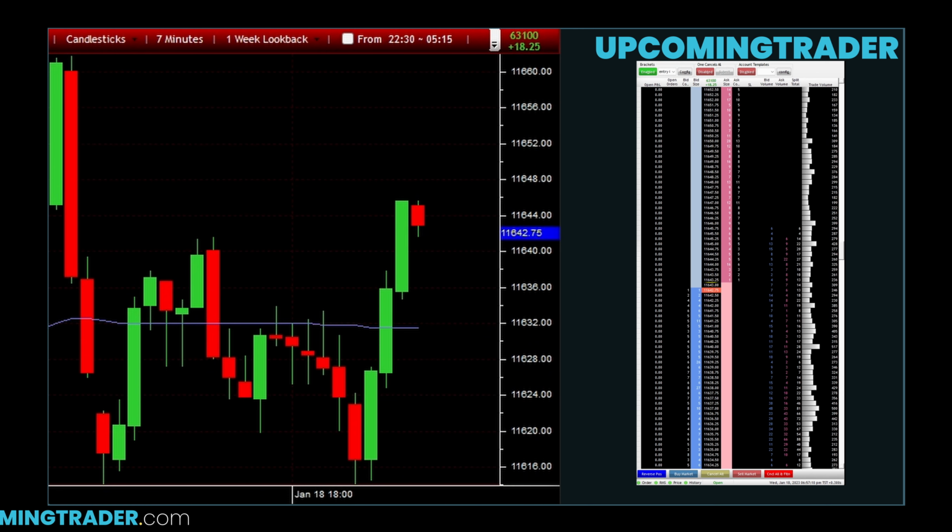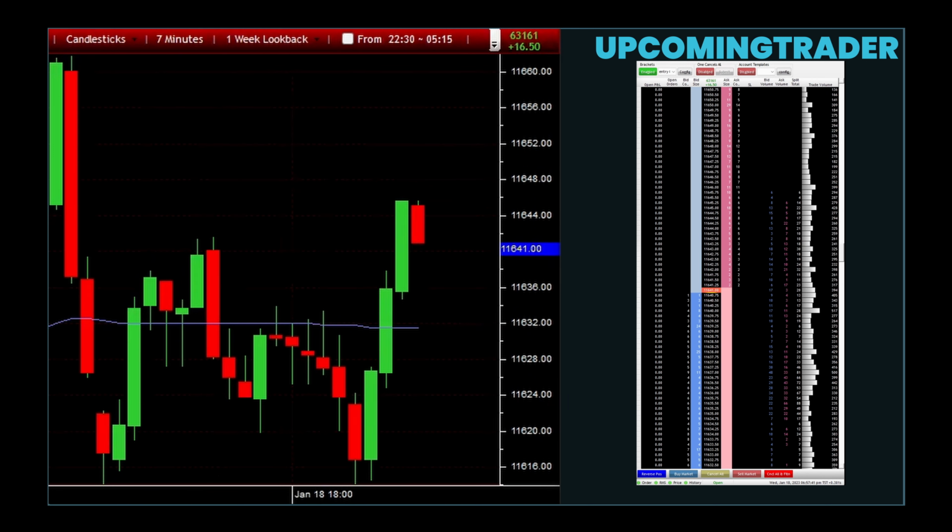The first mistake is focusing only on high volume nodes. Yes, these areas are important because they indicate strong support or resistance, but do not ignore the low volume nodes. Low volume nodes can often lead to quick price movements since there is less activity and less interest at these levels. This means that when the price enters a low volume zone, it can move quickly, making these areas crucial for identifying potential fast breakouts or breakdowns.